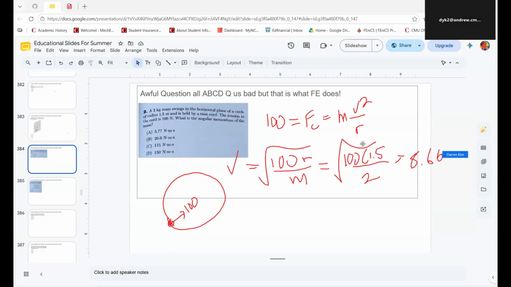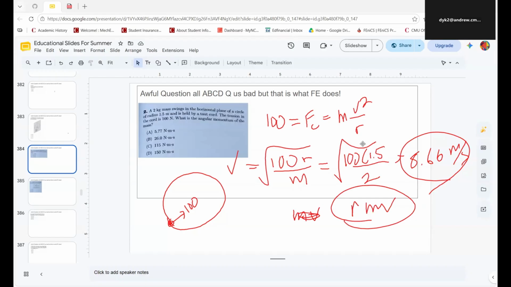Next thing you have to do is plug it into mv, because it's a circle, the cross product turns into multiplication. So r m v, which is why I think it's called cross multiplication, because if it's 90 degrees, you get that, but I don't really know. But r is 1.5 multiplied by 2 multiplied by 8.66, which equals 25.9, which is B. It's supposed to be 25.9.